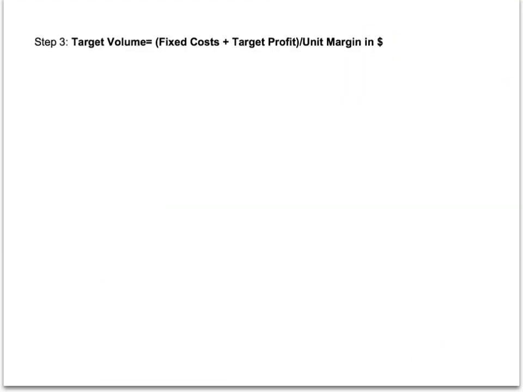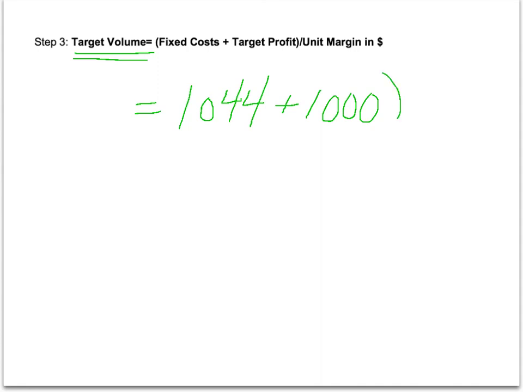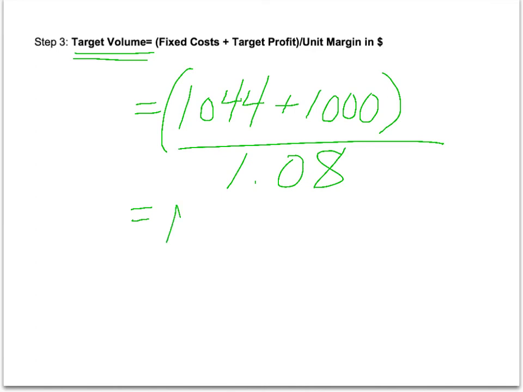Now back to the original formula. Target volume is equal to fixed costs, which we just decided was 1,044, plus our target profit, which is 1,000 according to the case. We're going to divide all that by our unit margin that we calculated at $1.08, for a total of 1893 units.